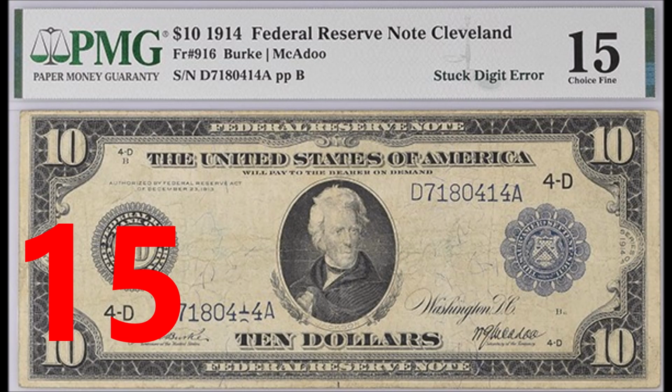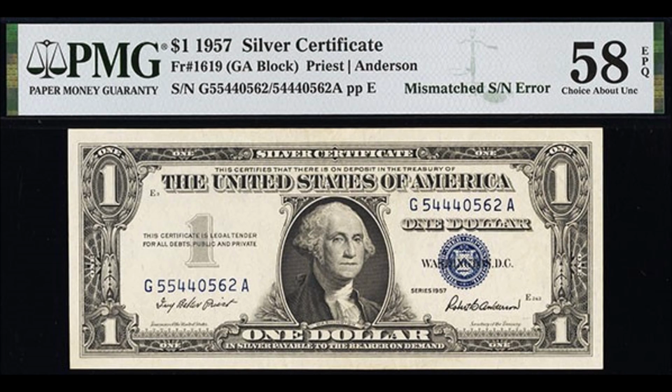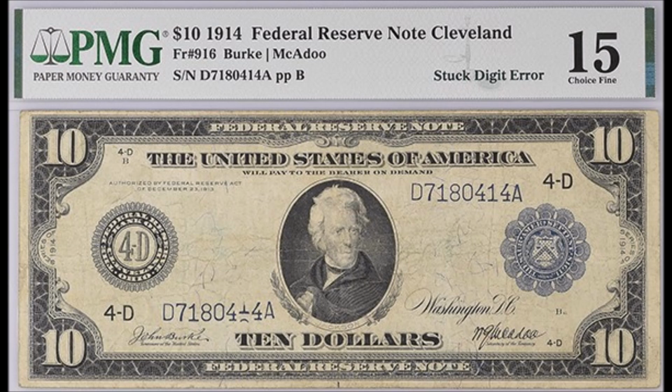The next error on this list you've seen in some of my bill search videos, and that is a stuck digit error. This error happens when the numbering wheel for a banknote serial number fails to advance correctly. If one of the digits gets stuck but all the digits in the serial number still appear to be aligned correctly, then a mismatched serial number error occurs instead. If one of the digits advances only partially or a little too far and is not aligned with the others, then this is a stuck digit error.